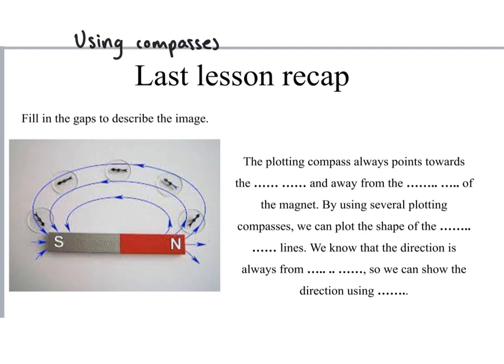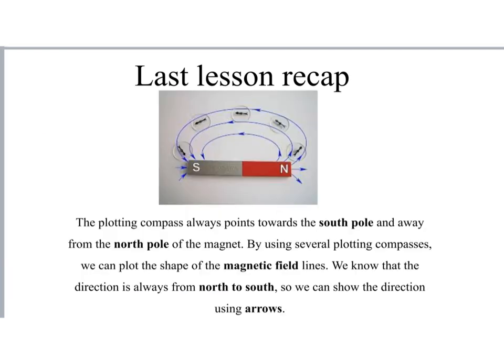And now we'll move on to the answers. So the plotting compass always points towards the South Pole and away from the North Pole of the magnet. By using several plotting compasses, we can plot the shape of the magnetic field lines. We know that the direction is always from north to south, so we can show the direction using arrows.